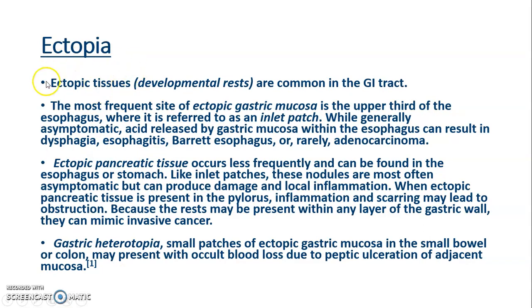Ectopia or ectopic tissues are common in the GI tract. The most frequent site of ectopic gastric mucosa is the upper third of the esophagus, where it is referred to as inlet patch. Generally they are asymptomatic, but acid released by gastric mucosa within the esophagus can result in dysphagia and esophagitis or Barrett esophagus, and rarely adenocarcinoma. Ectopic pancreatic tissue occurs less frequently and can be found in the esophagus or stomach.